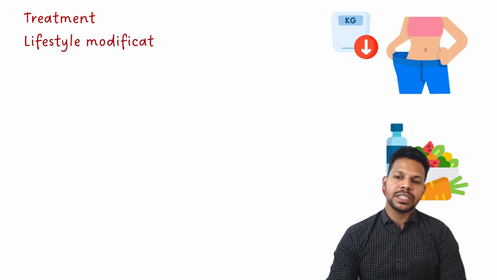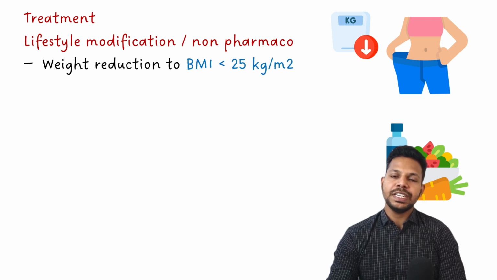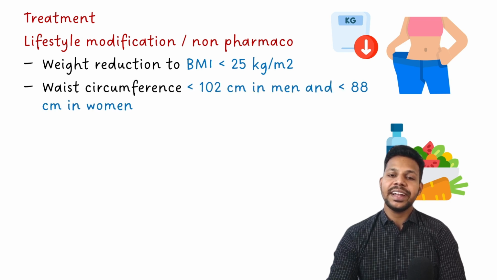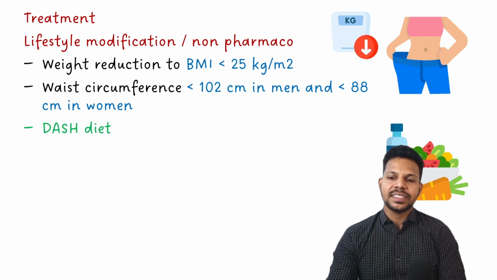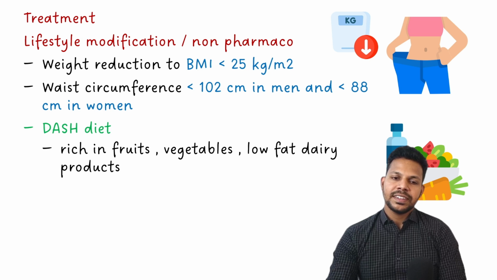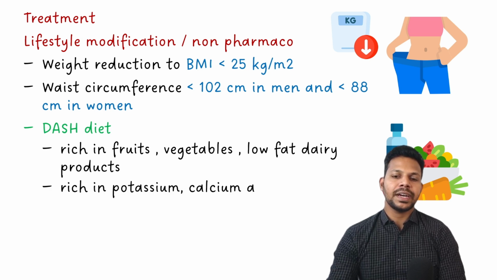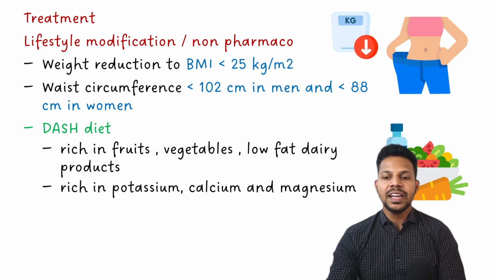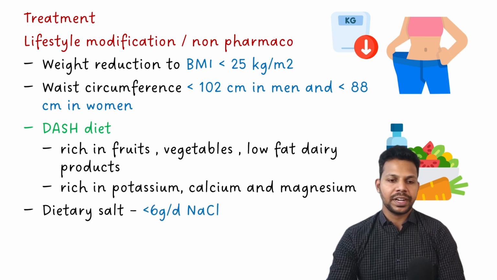The lifestyle modifications include weight reduction to BMI of 25 kg per meter square, and waist circumference should be reduced to less than 102 centimeters in men and less than 88 centimeters in women. When you talk about the diet, we should advise DASH diet, which is rich in fruits, vegetables, and low-fat dairy products, and also the foods which are rich in potassium, calcium, and magnesium, right? And the dietary salt should be restricted to less than 6 gram per day of sodium chloride.